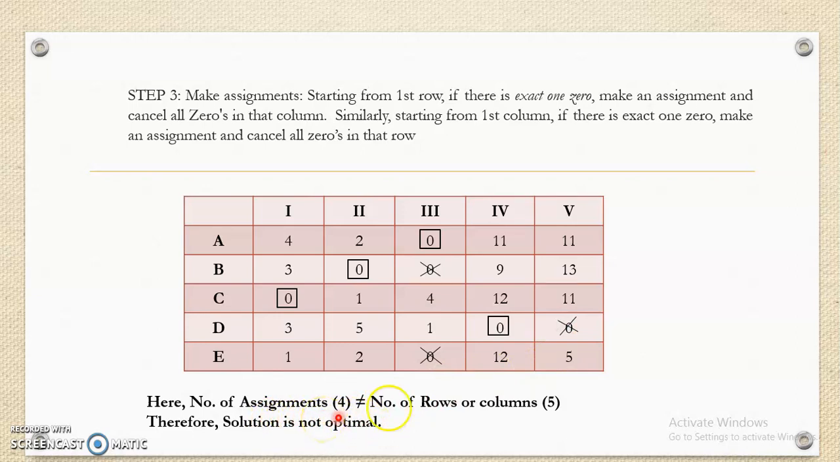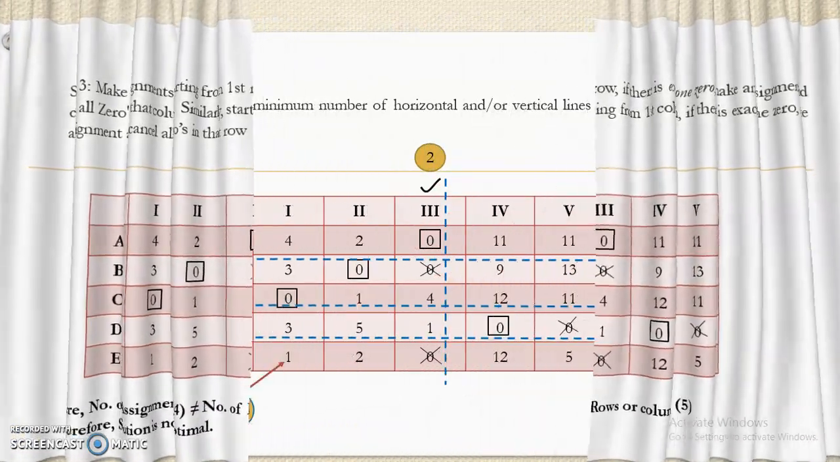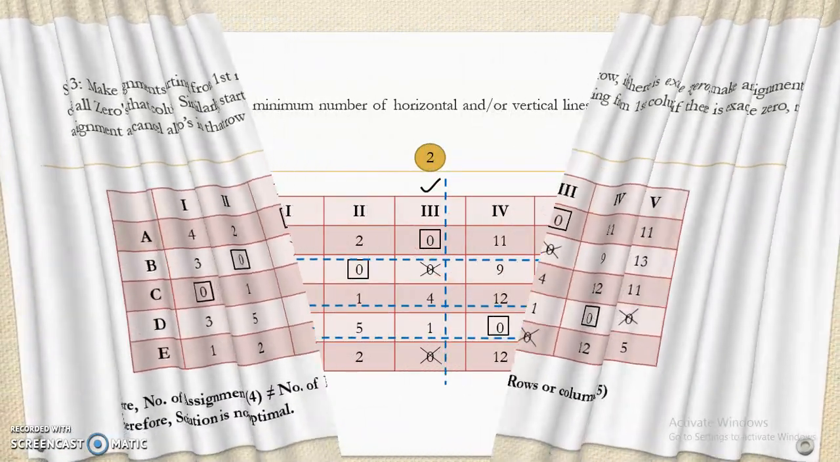When it is to be checked? Unless and until all the zeros are either assigned or crossed, only then we have to check for optimality. Now here the number of assignments is equal to 4 and the number of rows or columns is equal to 5. This condition is not met. Therefore the solution is non-optimal. Now if the solution is non-optimal, what we have to do?